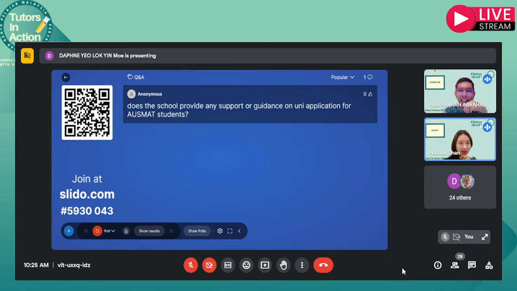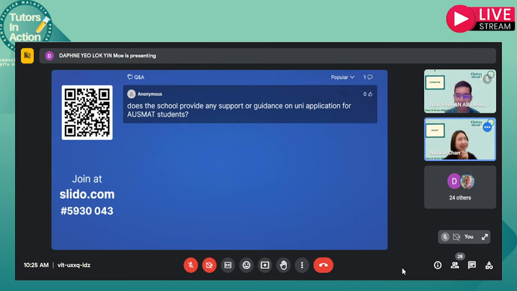For MTKL, they do have like an international department where they will help you apply for schools overseas. Or you can do it yourself also. I'm not sure about Sunway, but I'm pretty sure they do have that department as well.